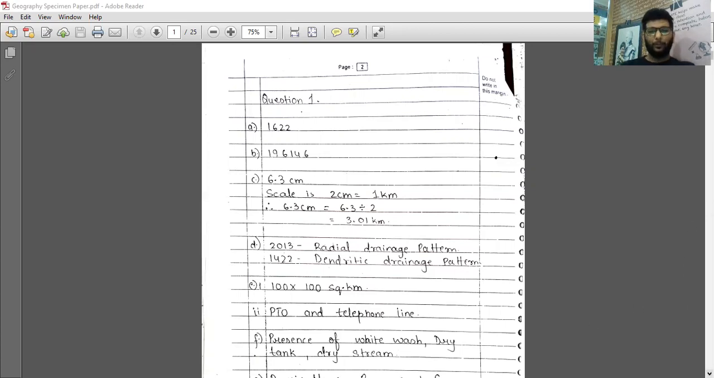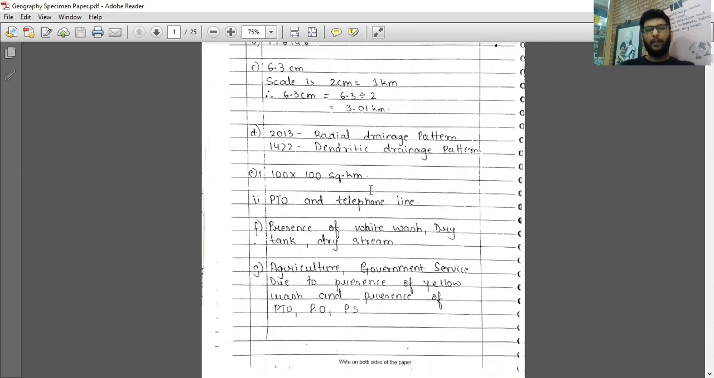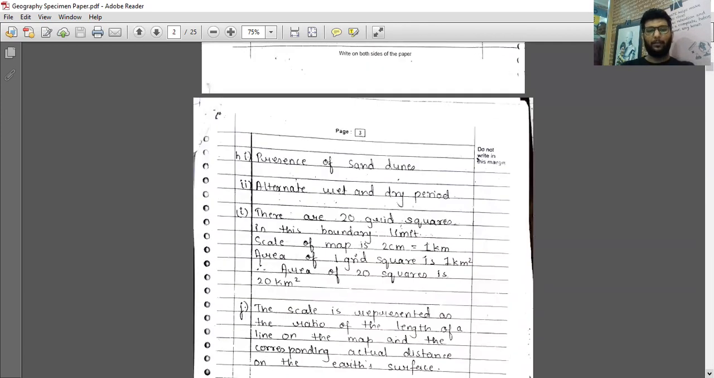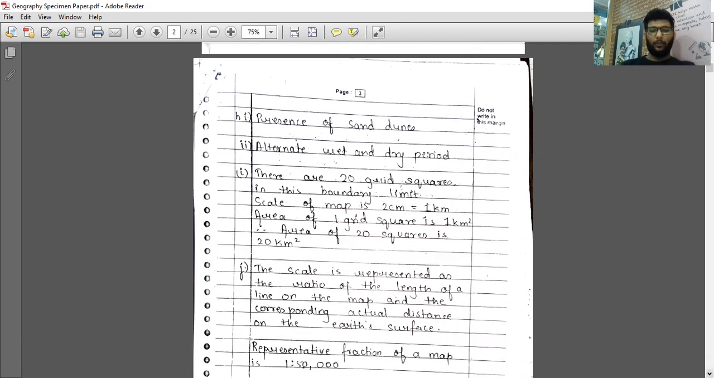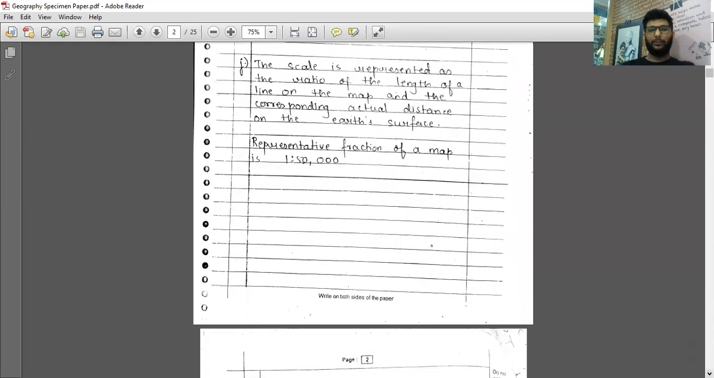So that is topography for you. If you notice, we have also mentioned the units which have been asked for. Similarly, to-the-point answers are fine, but wherever you can elaborate, do that. For example, you can see here: there are 20 grid squares in the boundary limit, the scale of impact is 2 centimeters to 1 kilometer. Like that, you can go into description here. Go a little ahead, and that's how your answer should be done.